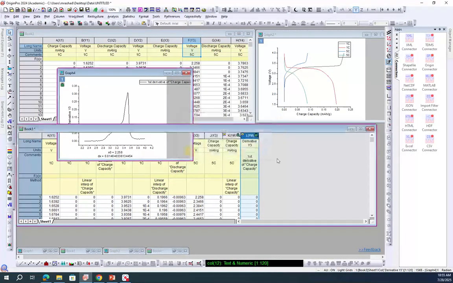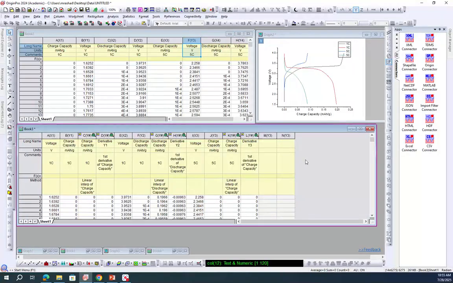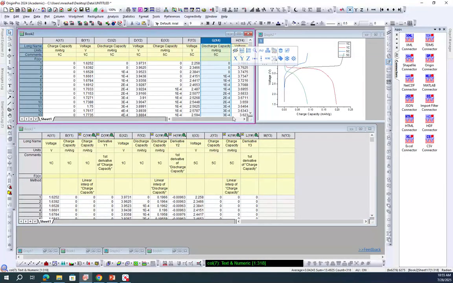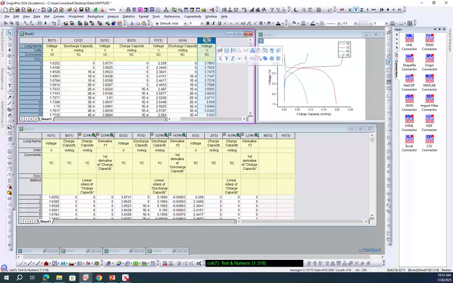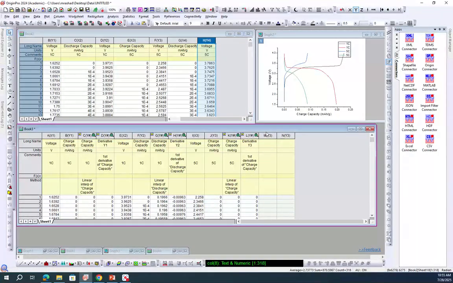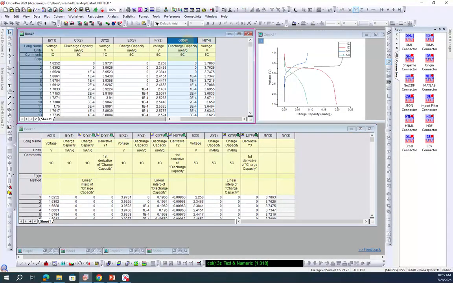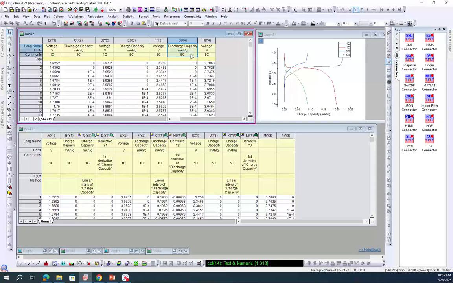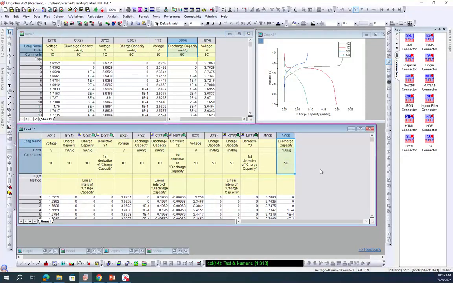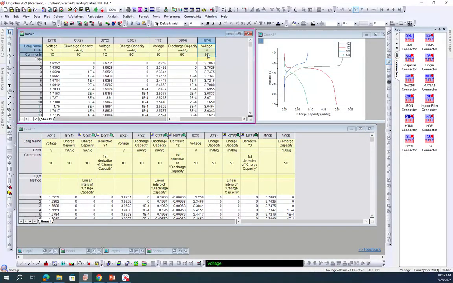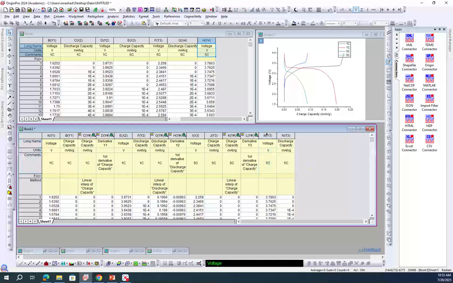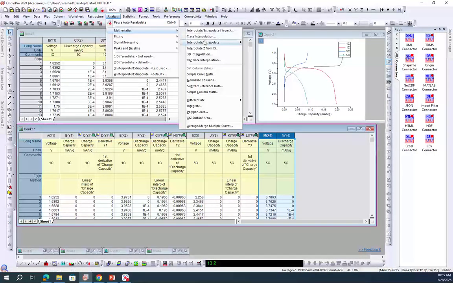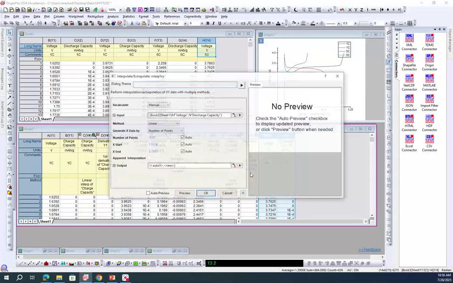Okay, let's finish for the discharge process. So this is for discharge. First choose voltage, capacity as the y-axis, and information for the capacity, and information for the voltage. And remember to convert to set as the x-axis. Okay, let's first interpolate, open dialog.